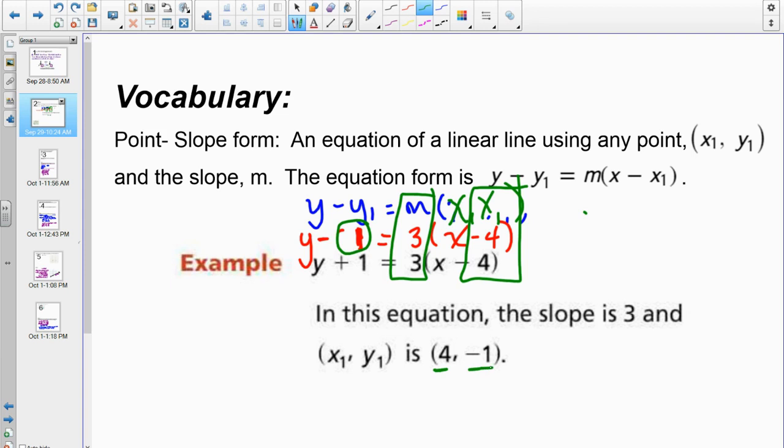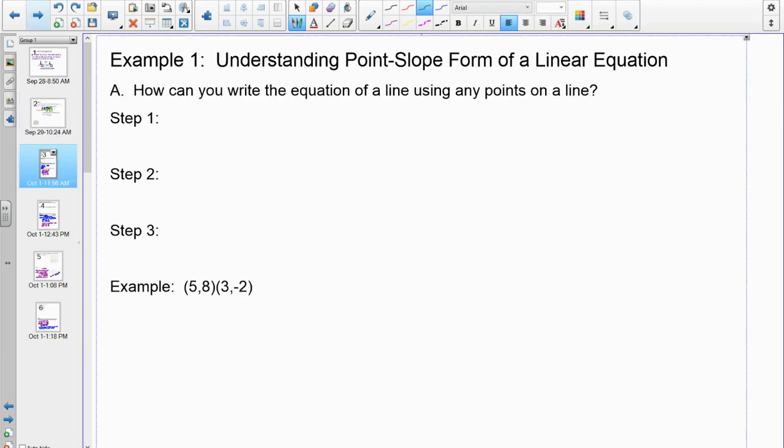Okay, let's look at our example here. So understanding point-slope form of a linear equation. The question is, how can you write the equation of a line using any point on a line? So these are just the steps, and then we'll go through an example. The first thing you're going to do is find the slope.